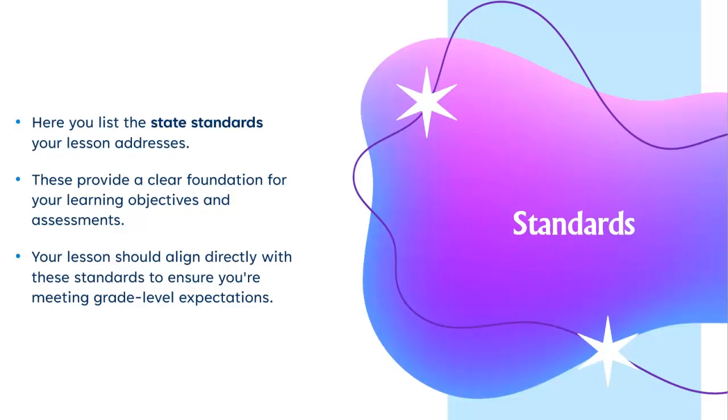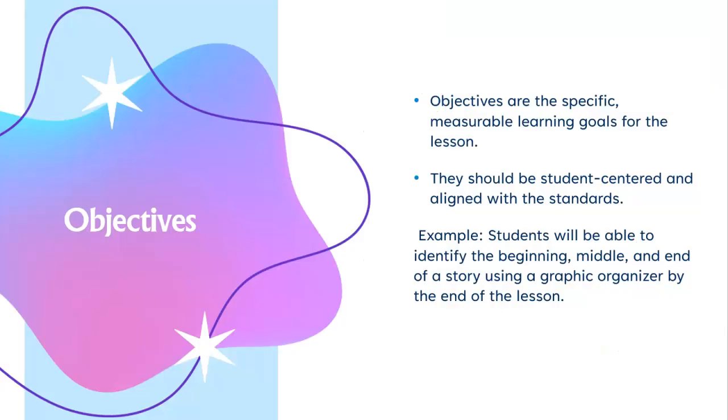Standards. Here is where you will list your state standards that your lesson will address. So you need to provide clear standards and learning objectives for the assessments and activities that you will be teaching to your students. Your lesson should align directly with the standards so that you are making sure that you are meeting grade level expectations. Objectives. Your objectives should be specific and measurable.